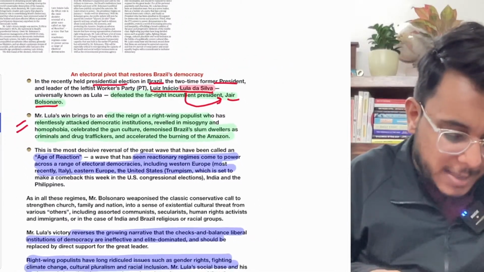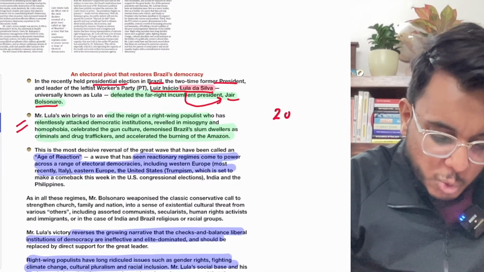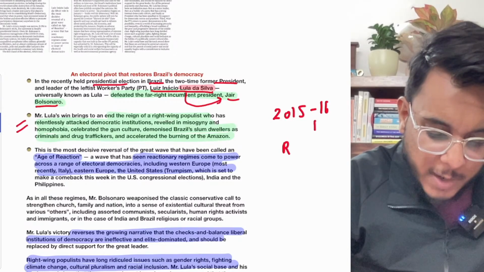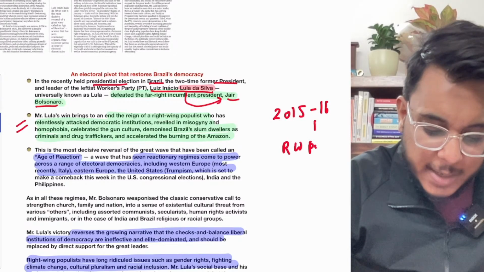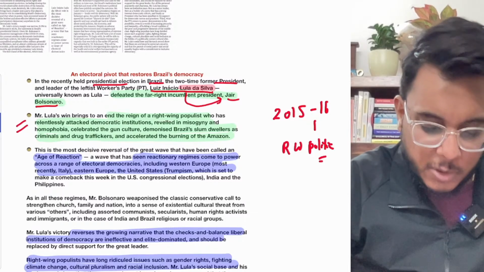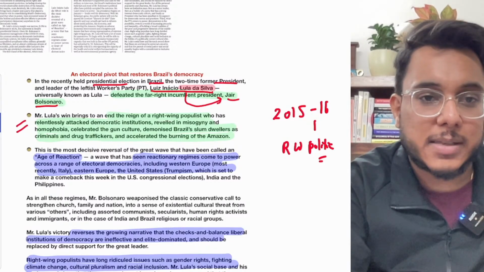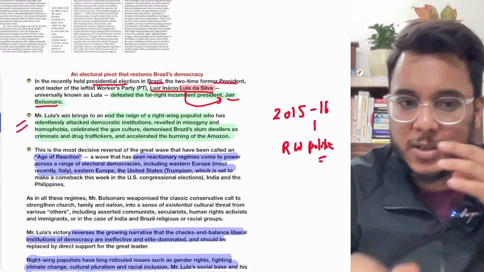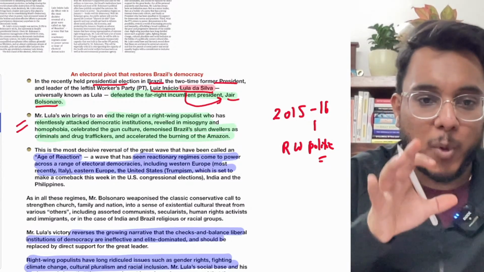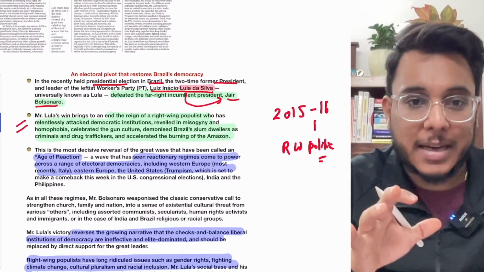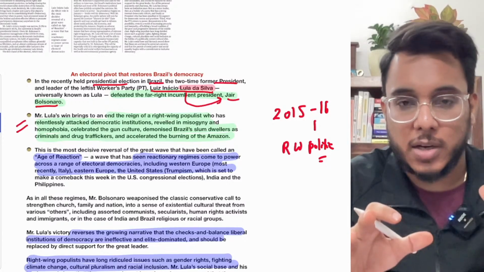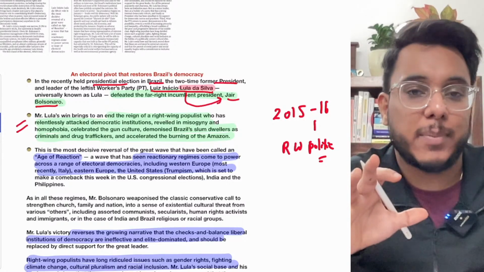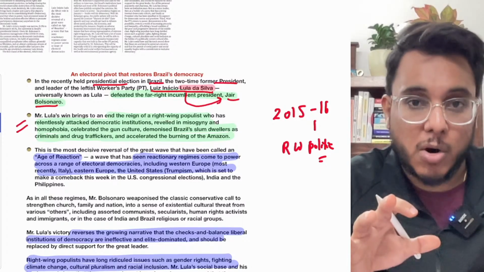Actually guys, we see this particular thing, that from 2015 and 16 onwards, right wing politics has emerged more powerful. Now what is right wing politics? Guys, right wing is characterized by certain features. First of all, the right wing will focus more on authority, hierarchy, duty, tradition, and nationalism. This is something which the right wing will be focusing on. They will focus on equal competition.